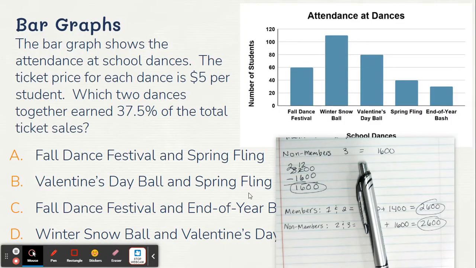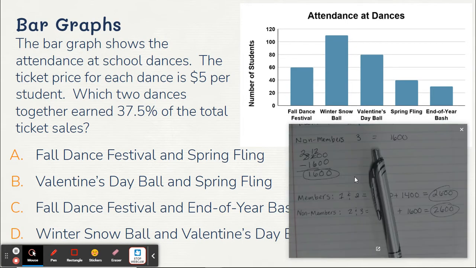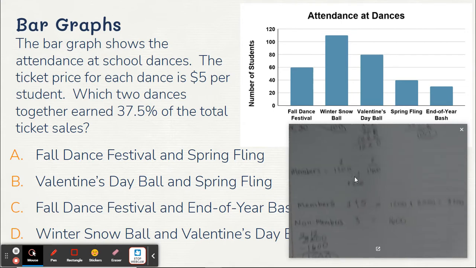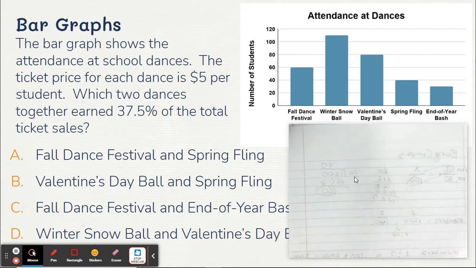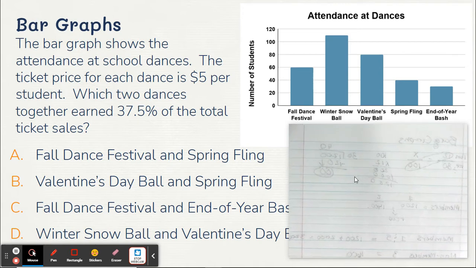The bar graph shows the attendance at school dances. The ticket price for each dance is $5 per student. Which two dances together earn 37.5% of the total ticket sales? Okay, so this one is going to take a little bit more work. I need to find the ticket sales for each of them.